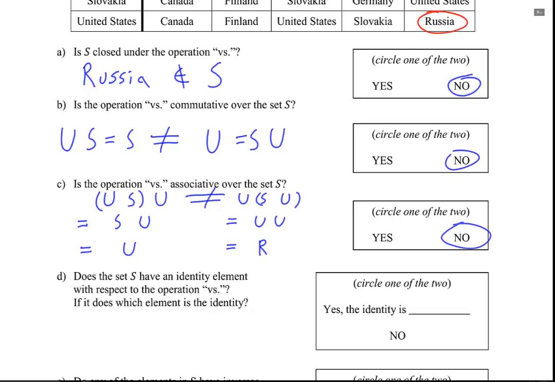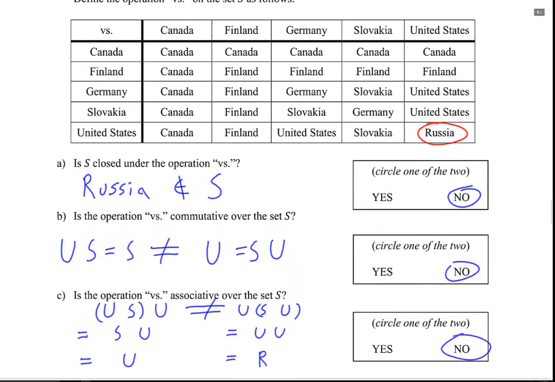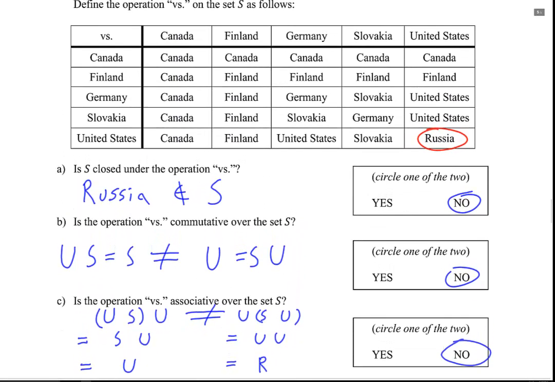All right, the next question, does the set S have an identity element with respect to the operation verse? And if it does, what is it? So the rule that we can check when we have a table is to look at the very first row and the very first column and see if there's a copy of that somewhere in the table. And if you look through, Germany is that example. Or the identity is the one that's always losing with the verse operation.